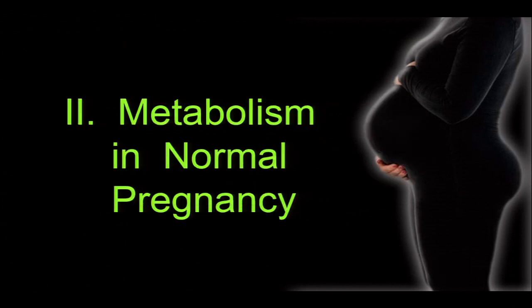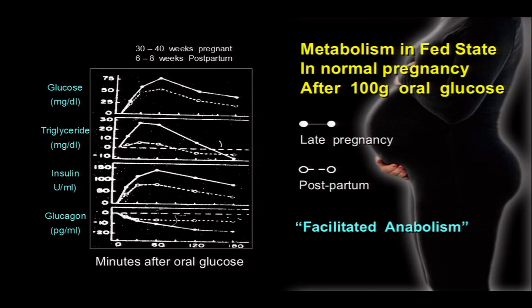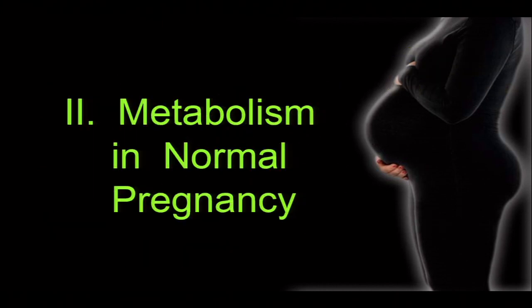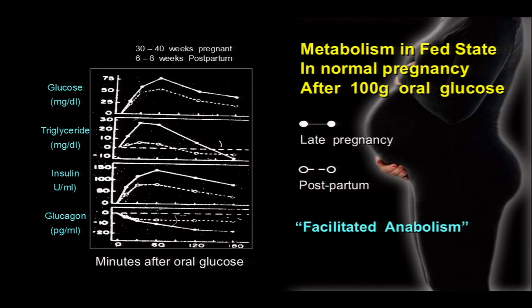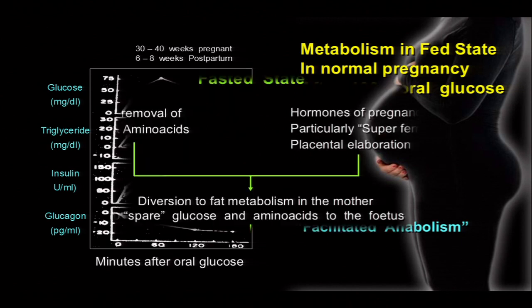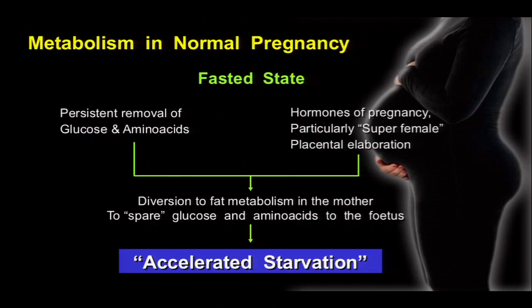Now, in normal pregnancy, let us see what alterations take place. In the fed state, after a 100 gram oral glucose challenge, you will find levels of glucose, triglycerides and insulin are higher and more prolonged compared to the postpartum state, whereas the level of glucagon is suppressed. This facilitates anabolism. Therefore, during the fed state in normal pregnancy, you have facilitated anabolism.